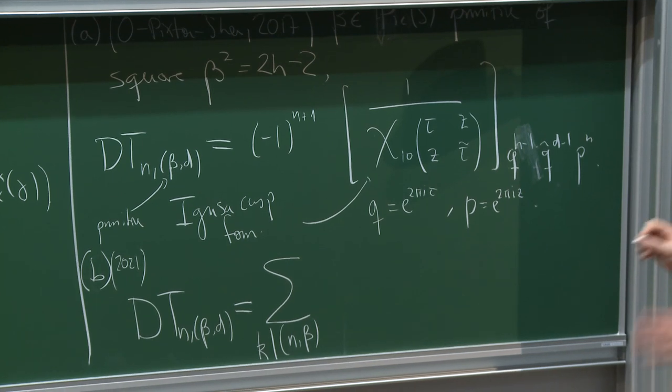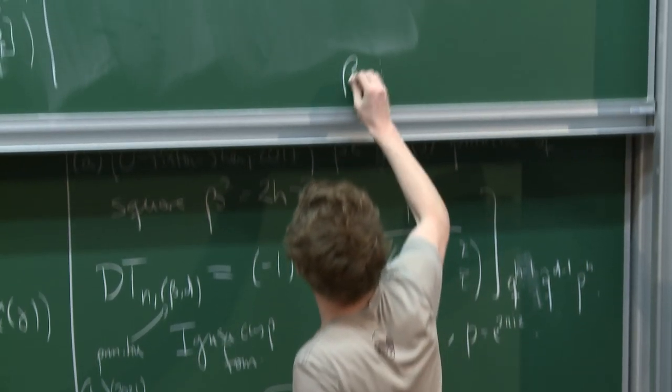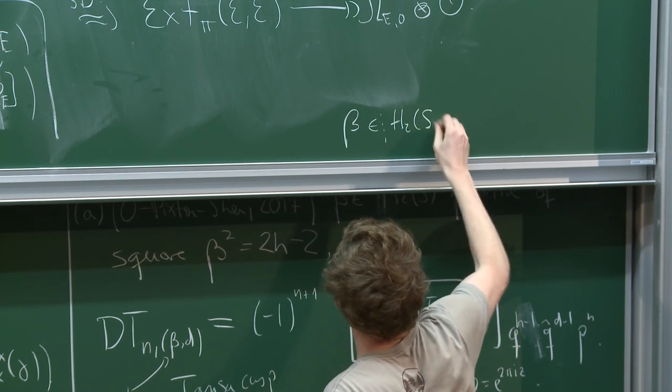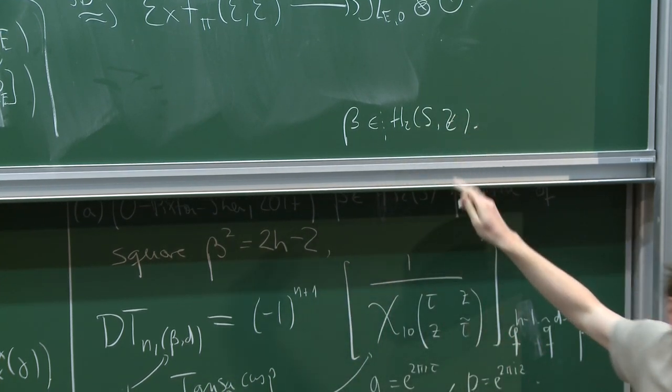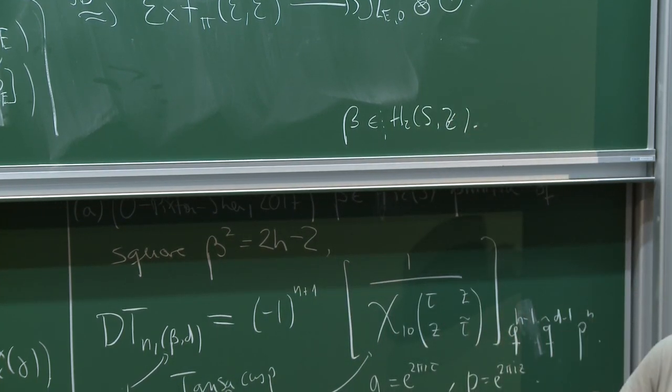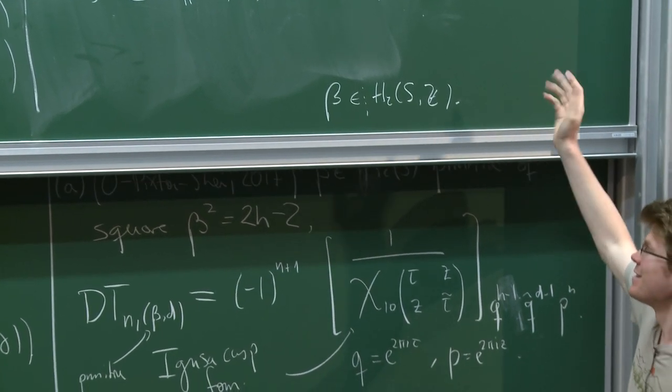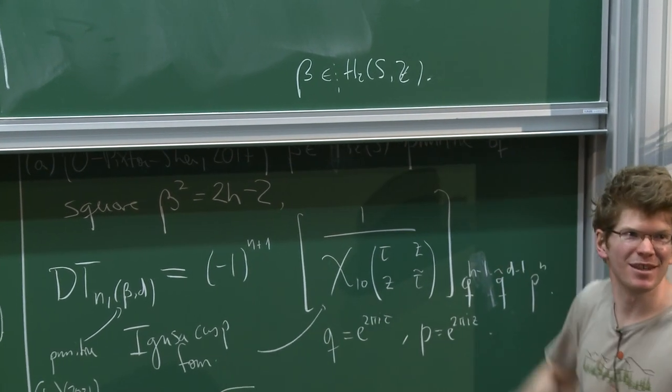What is primitive? Yeah, so beta is an element in this lattice. And it's primitive if you can't divide it by any positive integer bigger than 1 in this lattice.